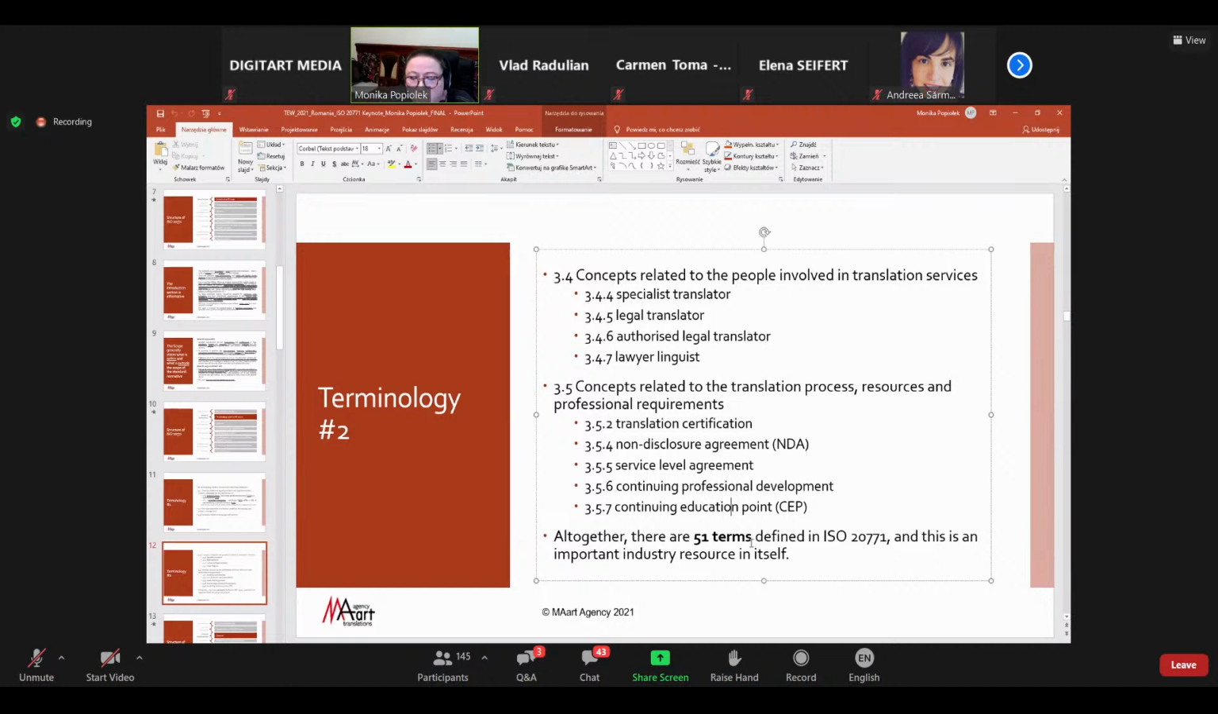So altogether, there are 51 terms defined in ISO 27771. And as I mentioned before, I think this is a very important resource in itself, because some of them have never been defined anywhere before. And some of the definitions are very clear. They sort out a lot of previous discussions on those subjects. And I think once we reached consensus on those definitions, we really made a step forward.